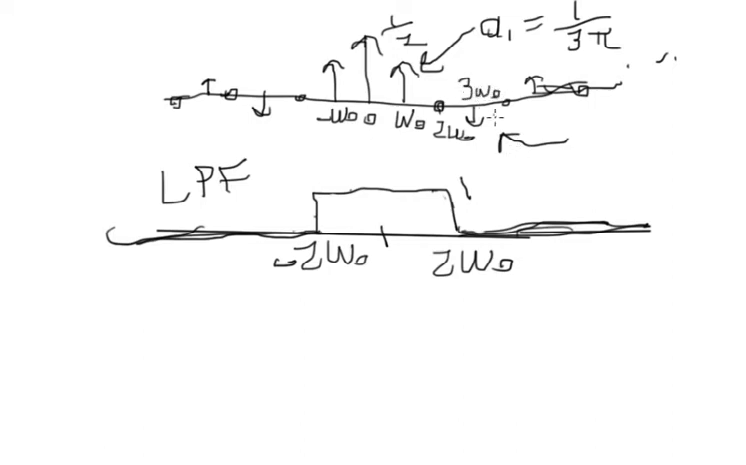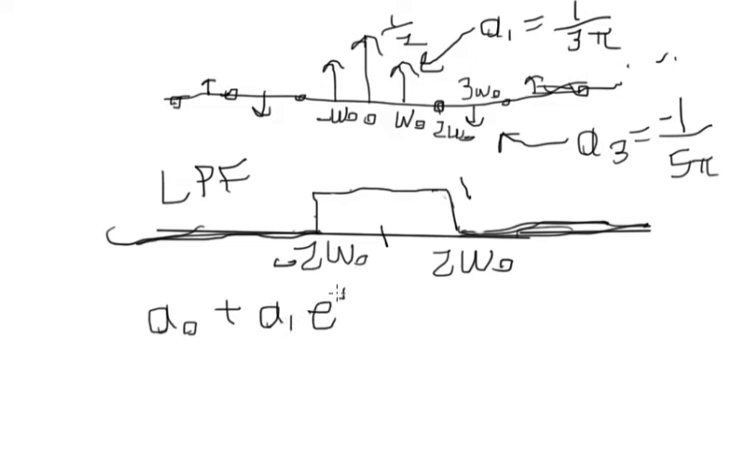Here's 3 omega naught in terms of the frequency. So A3 was minus 1 over 5 pi. But in this particular case, if this is my filter, none of these others survive. So in my Fourier series, I have A naught plus A1 e to the j omega naught t plus A minus 1 e to the minus j omega naught t. These are the only ones that survive.